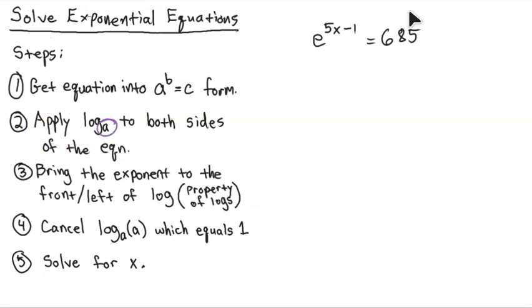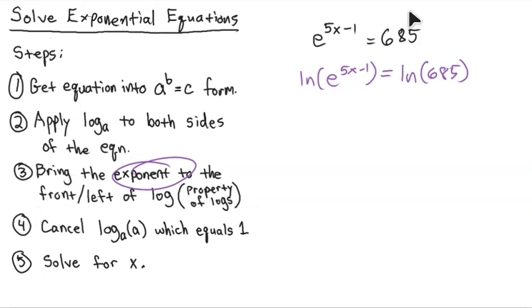Apply log base a to both sides. Well, a is e, so we're going to do log base e. Log base e is natural log. So we're going to do the natural log of e to the power of 5x minus 1 is equal to the natural log of 685. Okay? And now, step 3 says bring the exponent to the front of the logarithm.